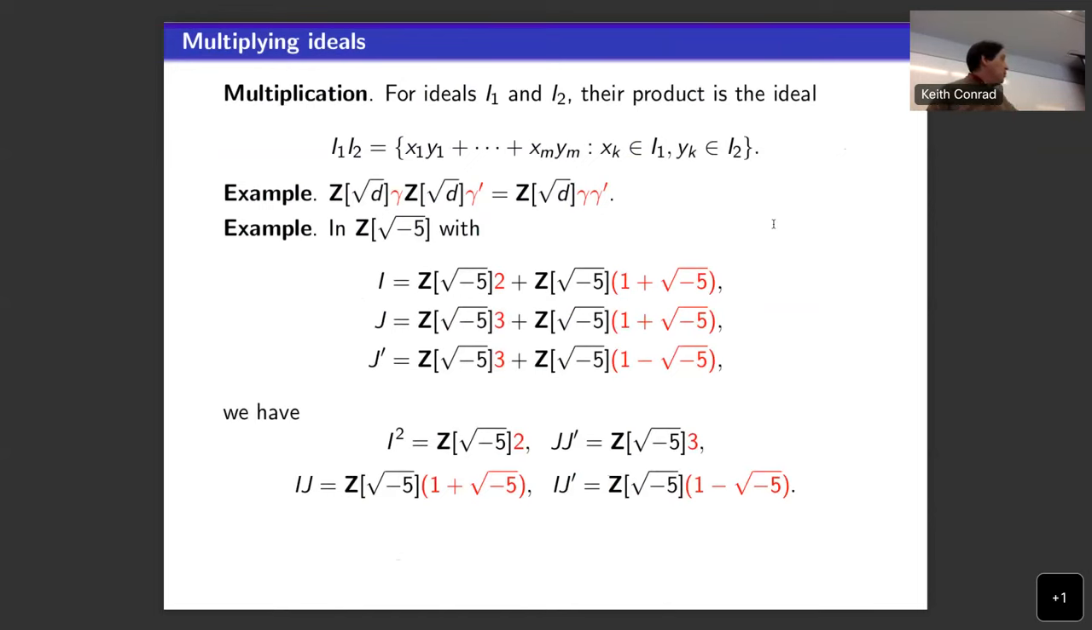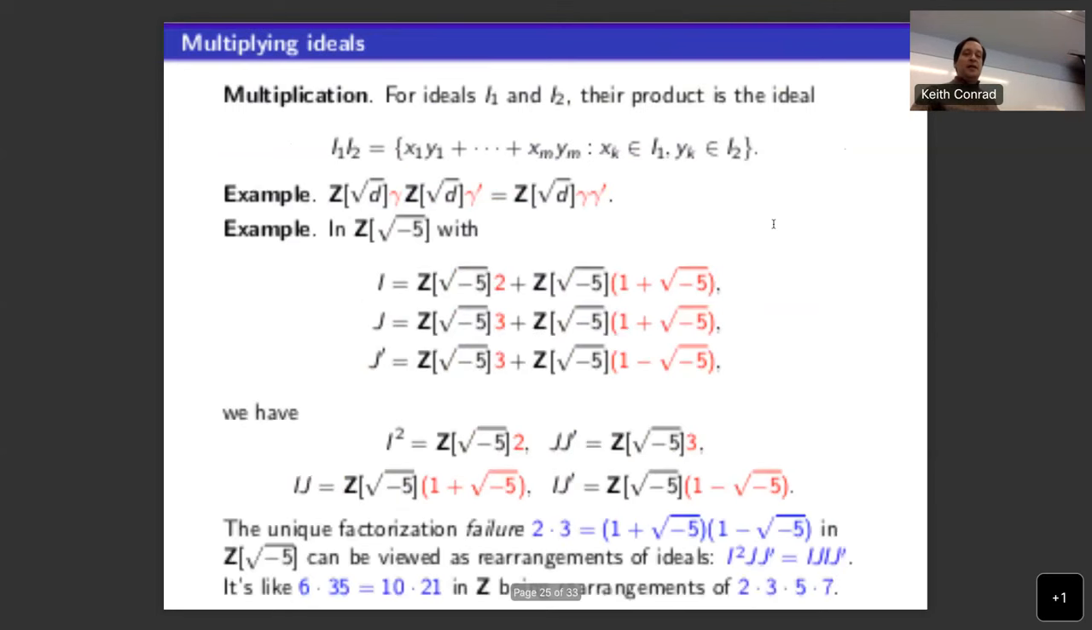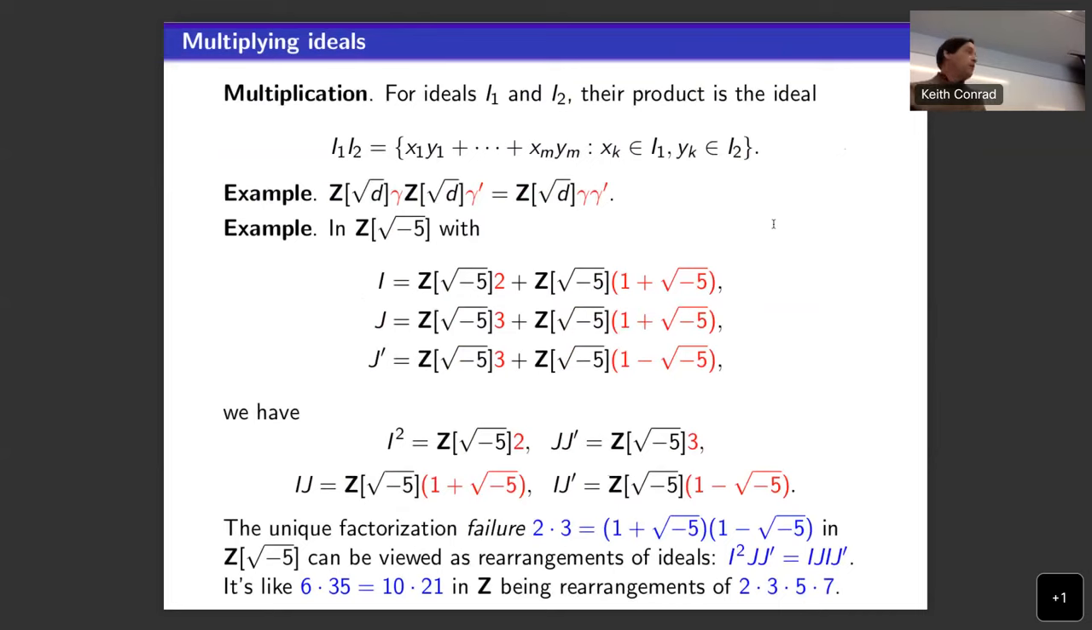In this example, these three non-principal ideals, I, J, and J prime, can appear in products that equal the principal ideals of 2, 3, and 1 plus or minus √-5. So it's like we've discovered hidden factors: if we only use numbers, 2 doesn't break up. But if we think of 2 as a principal ideal, then it does break up into non-principal ideals, just like a real polynomial might not factor as a real polynomial, but if you think about it as a complex polynomial, now you're in a setting where it breaks up further. So by using non-principal ideals, Dedekind was able to fix the problem of non-unique factorization.